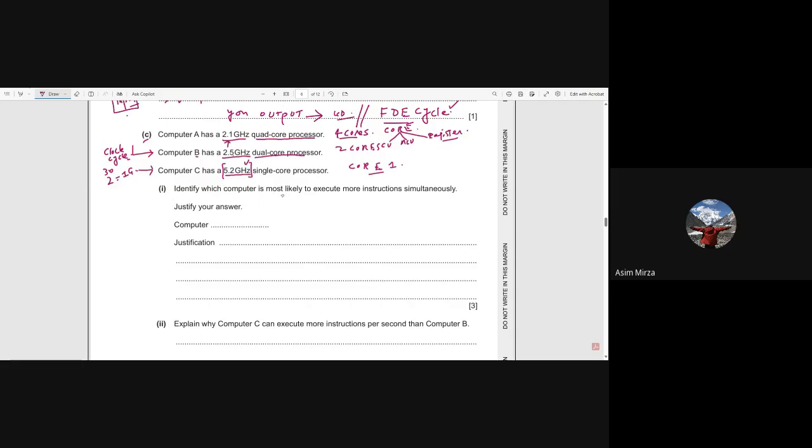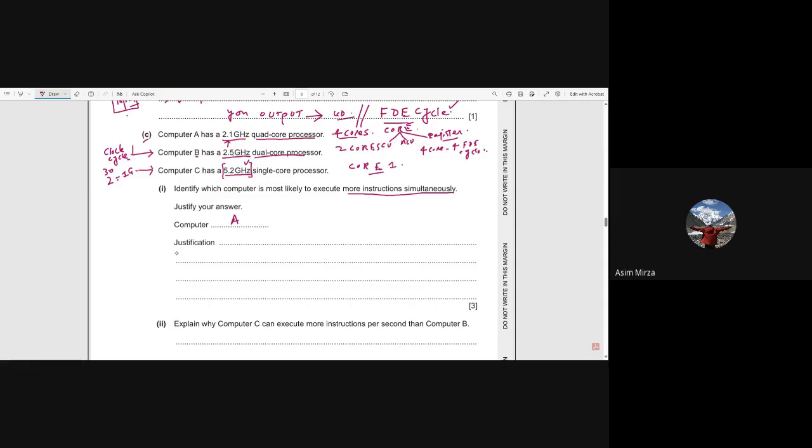Identify which computer is most likely to execute more instructions simultaneously. Now you are confused, right? If you attempt this question carelessly, you will be in trouble and lose marks. More instructions simultaneously means we have four cores and every core can perform one FDE cycle. So it can perform four FDE cycles simultaneously. So the option will be computer A. Is that clear?